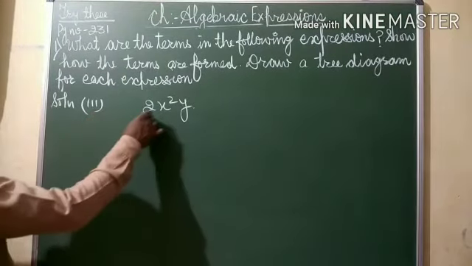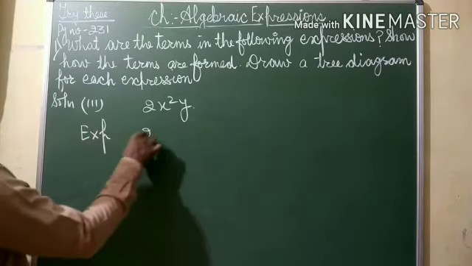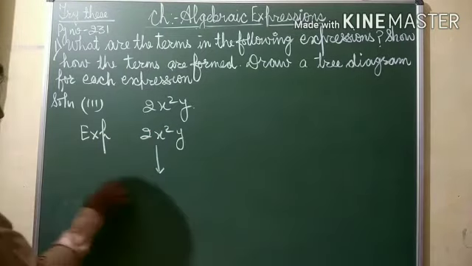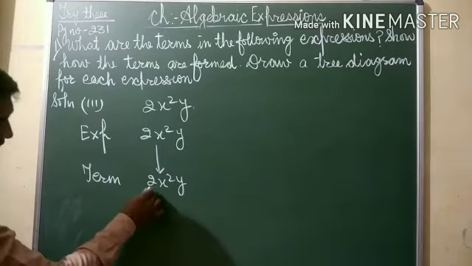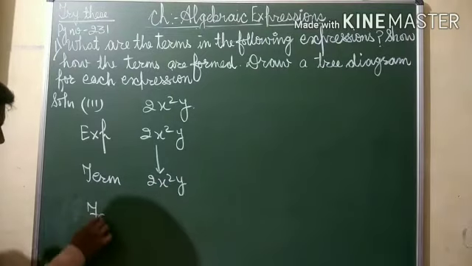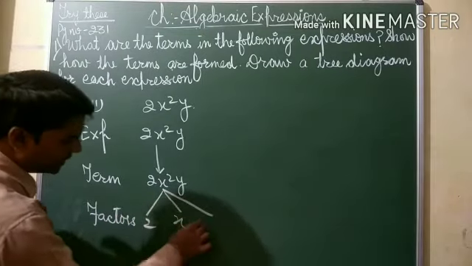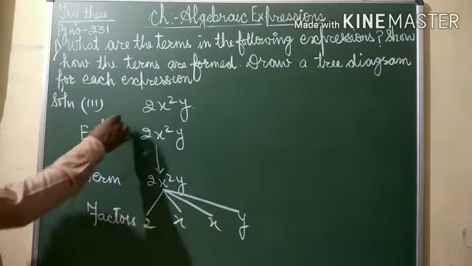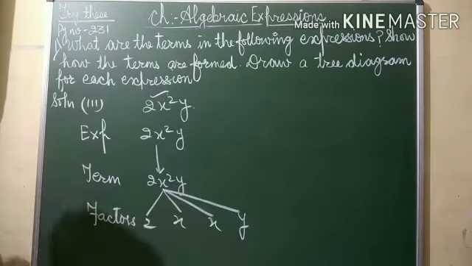Next is third part, 2x square y. So first of all write here the expression 2x square y. Since this expression contains only one term, write here the term, that is 2x square y. Next, the factors of 2x square y are 2, x, x and y. So this is the required tree diagram to express the expression 2x square y.